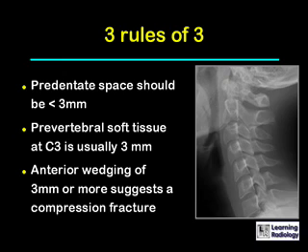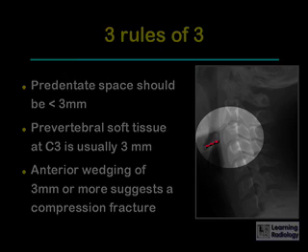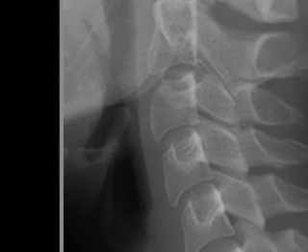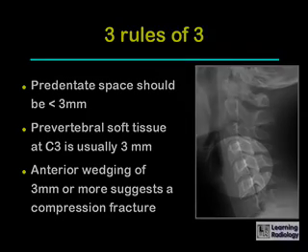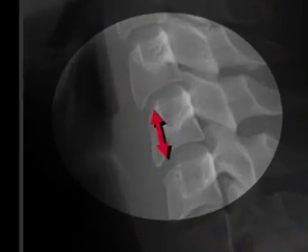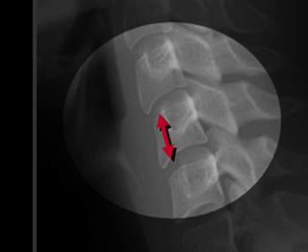The prevertebral soft tissue at the level of C3 is usually less than 3 millimeters. And anterior wedging of 3 millimeters or more of a vertebral body suggests the presence of a compression fracture.